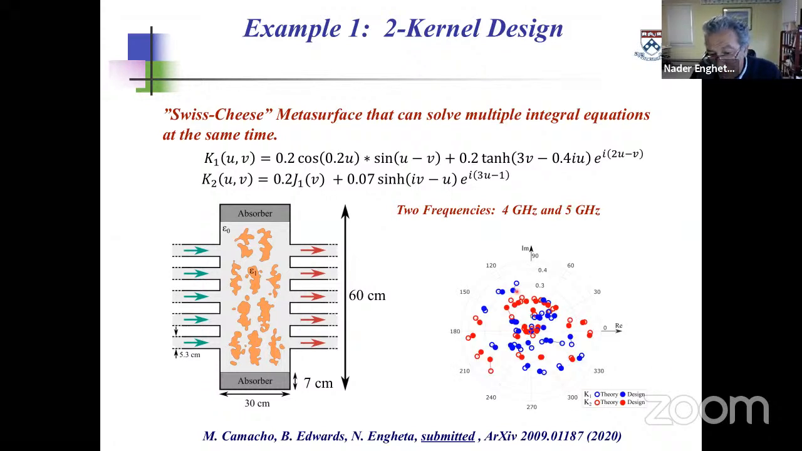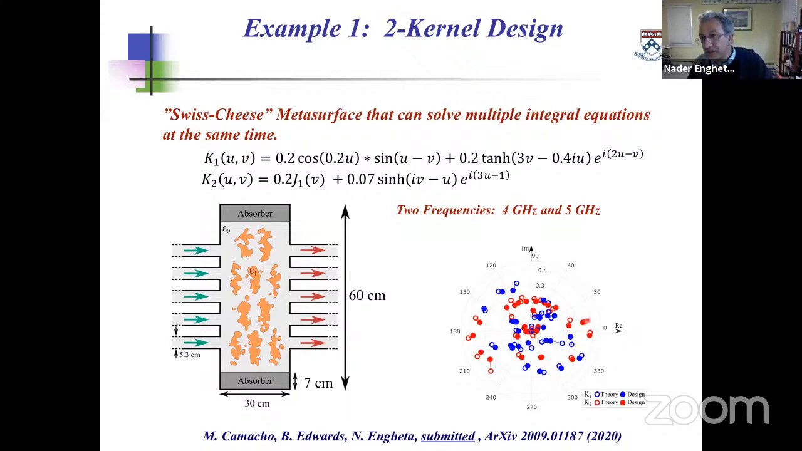And this one shows the complex plane, and two different colors you see over here. The blue one represents kernel one. This shows 25 pairs of blue. Those are the 25 elements of the kernel matrix of K1. You notice the solid circle is the result of simulation of our design, and the open circle is what theoretically we should have from that kernel. And you notice the agreement is very good. And in the same structure, if you operate it at 5 gigahertz, it will give you the complex numbers for K2. And you notice the pairs of K2 also agree with each other very well.